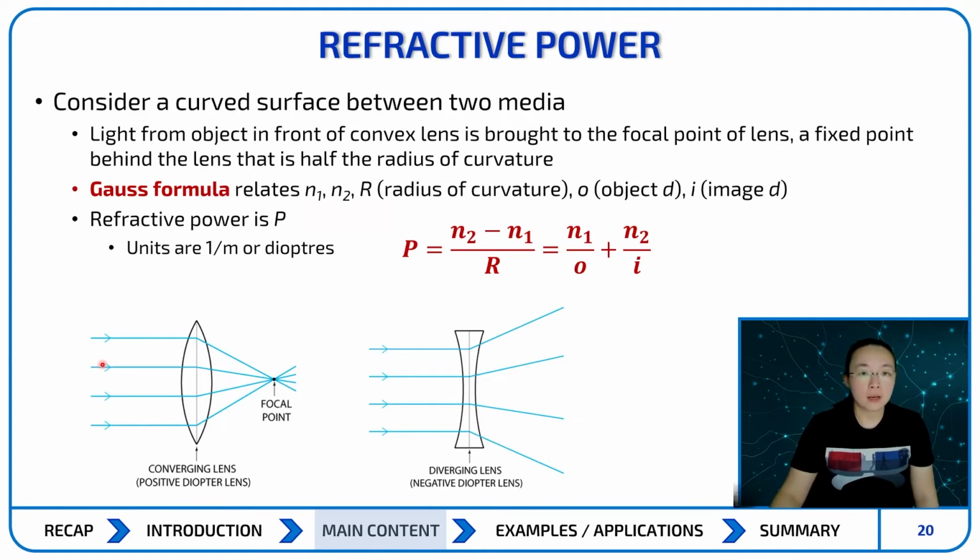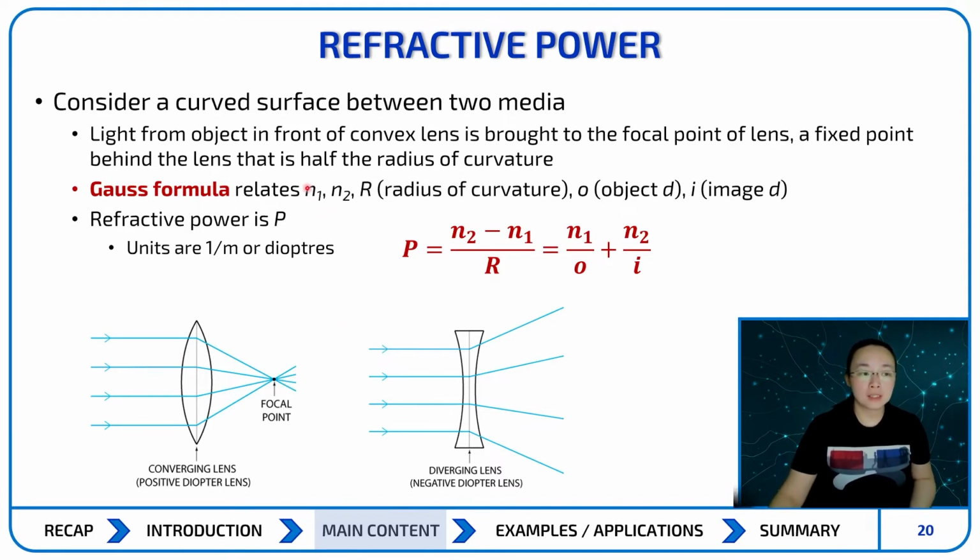Just looking at these two diagrams, you have parallel incident light going towards the lens. If you have a converging lens or a convex lens, it's going to refract inwards and converge to a focal point, whereas if you have a diverging lens, it's going to refract outwards. So let's consider a curved surface between two different media. The light from the object in front of a convex lens, so right here, is brought to a focal point of the lens, a fixed point behind the lens. That's half the radius of curvature.